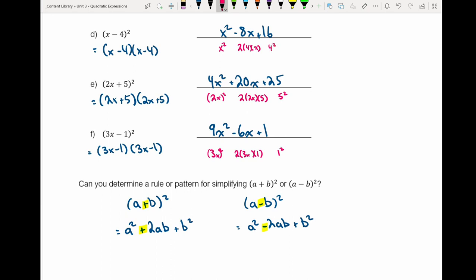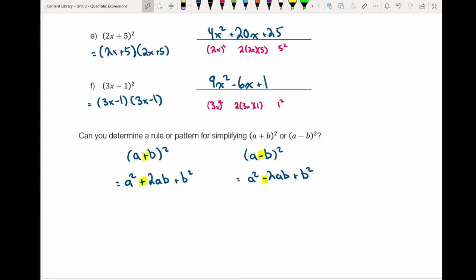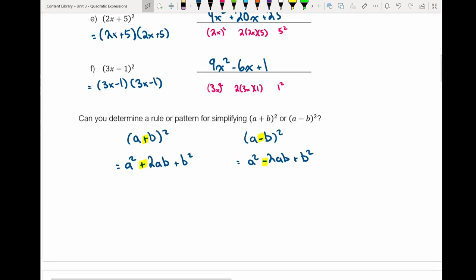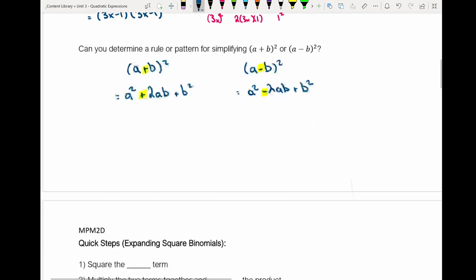So you can continue this pattern all the way back up, and you would see that this does continue to work out. So that's what our rule or our pattern is. So this is a quicker way that we can use to expand and simplify.